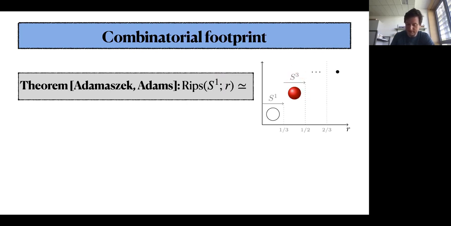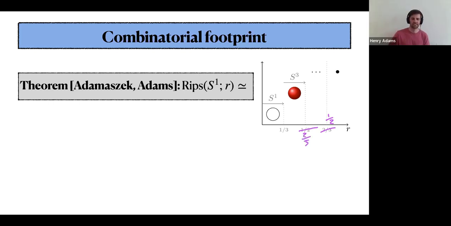And the result actually is that at the beginning you get the one-dimensional sphere, then the three-dimensional sphere, then the five-dimensional sphere, and you get all odd-dimensional spheres until you reach 2/3, which is the diameter of the circle, if the circumference is 1. Where no, at 1/2, at 1/2 it should be right. Yeah, your scales are slightly off, but it's fine. 2/5, right? Yeah. Sorry.